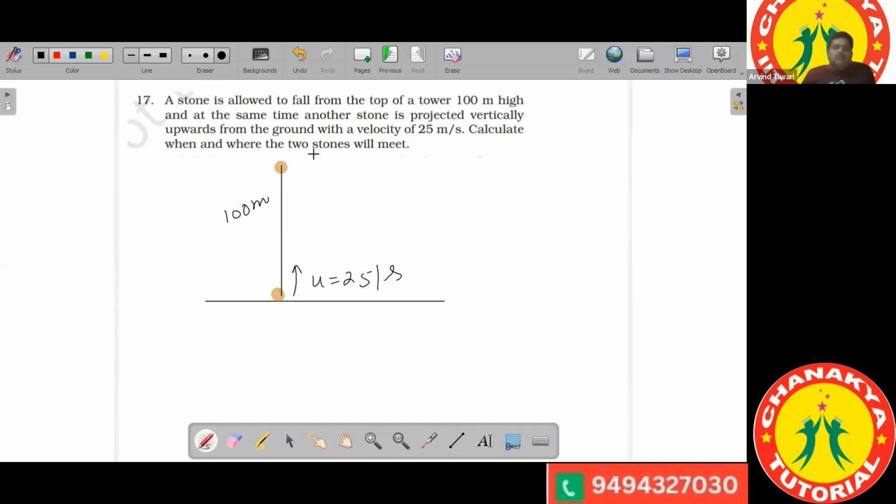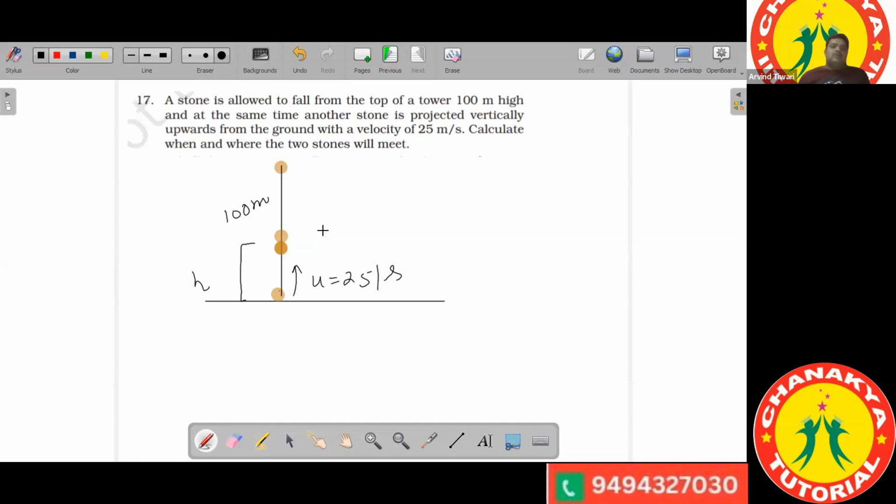So you are throwing one stone upward and dropping one stone from a height. If they are in the same line and in the same plane, they will meet each other at a certain point. Suppose both the stones, the one from the top and the one from the bottom, meet at this point. Let this be some height h from the ground. Let the two balls meet each other at a height of h meter from the ground.